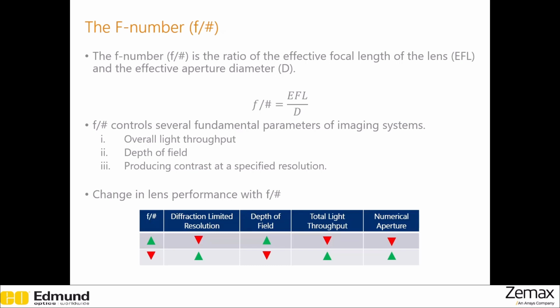The f number controls a large number of design parameters. Some of them are listed here. It controls the overall light throughput, the depth of field, and the contrast that can be achieved at a certain specified resolution. As you will see in the following slides and the upcoming sections, higher f number will increase the depth of field, but it will also mean lower diffraction limited resolution, light throughput, and the numerical aperture.